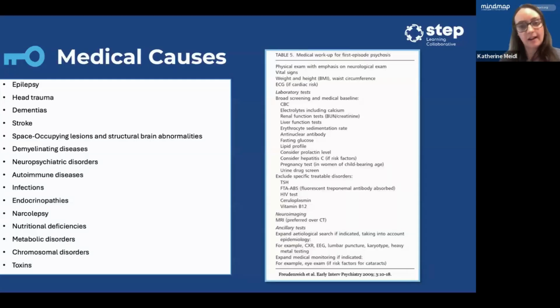Narcolepsy is something in that neurologic category to be thinking about, but nutritional deficiencies are also really important, things like B12 or folate or niacin deficiencies. Metabolic disorders like porphyrias can be associated with psychosis, so those are important to consider. Chromosomal abnormalities or disorders are less commonly associated and will be pretty straightforward. There'll be clear options to rule out, but things like Klinefelter's would be something to consider there.